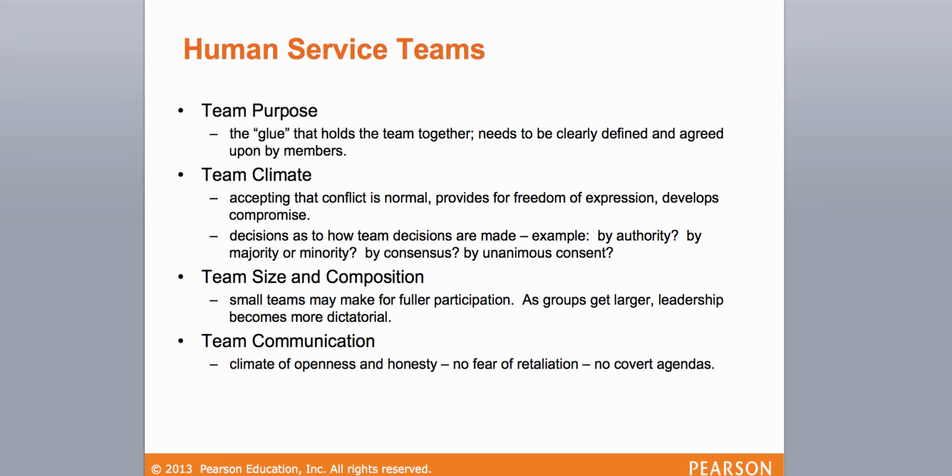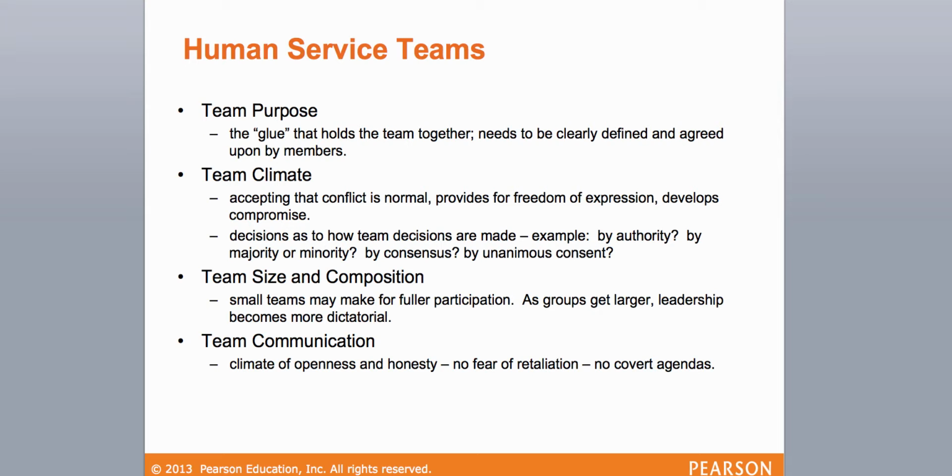Some elements of human services teams in the last couple of slides are worth looking at here. The glue that holds the team together is its purpose, and so this should be clearly defined and agreed upon by all its members. This is generally something that is done almost before the team forms, but if it hasn't been decided, this is one of the things I think one of the first tasks of the group is to determine its purpose, what it's there to accomplish, so to speak.